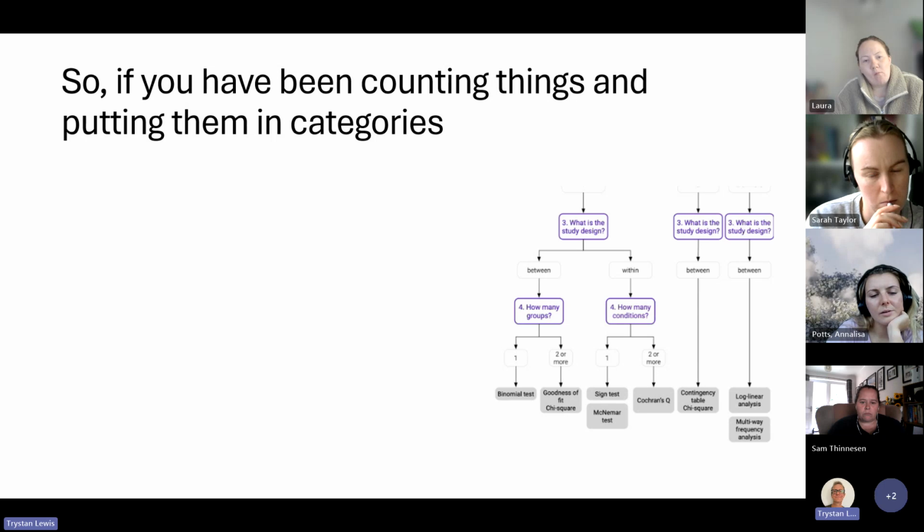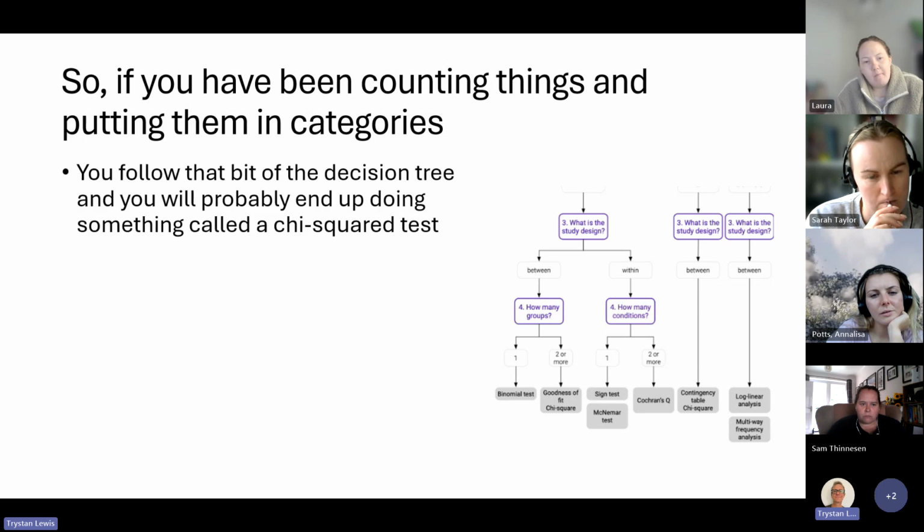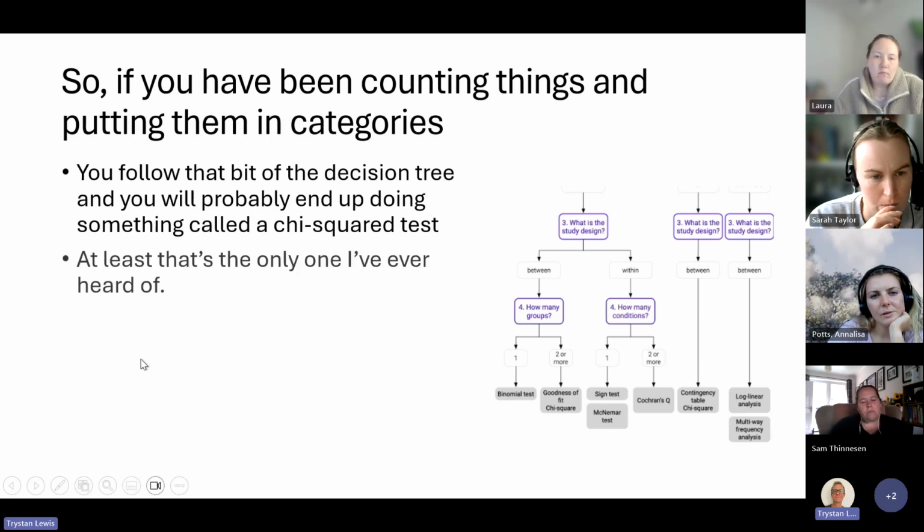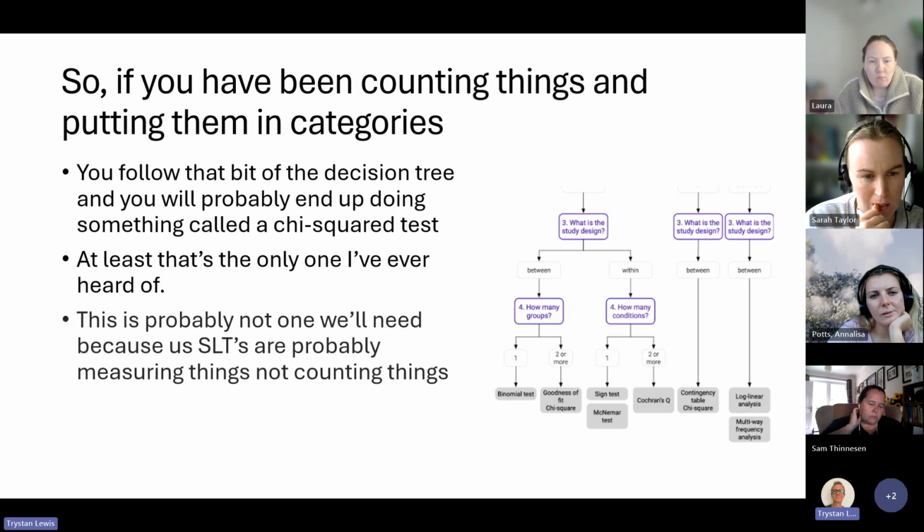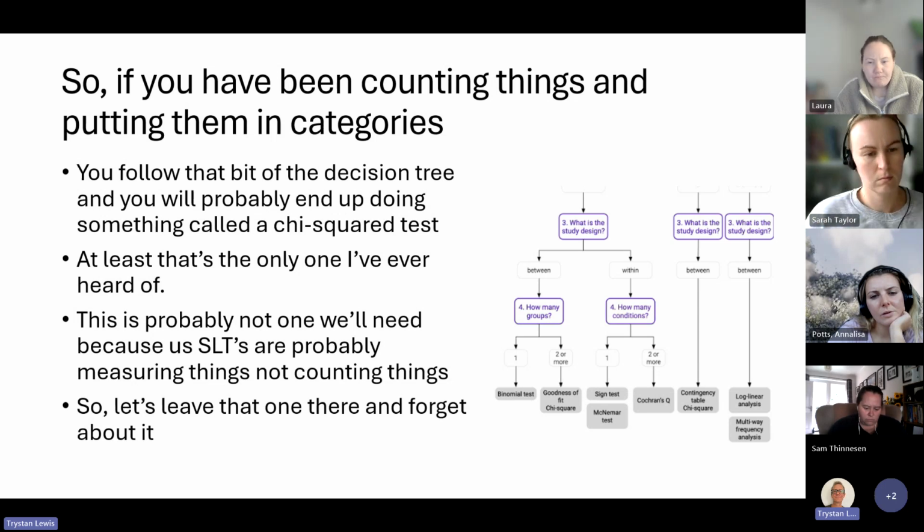So if you've been counting things and putting them in categories, you follow that bit of the decision tree. And there's a bit of a decision tree that goes down here. And usually if you're counting things, I'm not going to go into it, but you usually get to something called the chi-squared test. Now, we haven't done that because I don't think we're going to use it, because I don't think we often count people and put them in categories. So I don't think we have to know about it. And until someone says we do, we can forget about it. But at least you know what nominal data is. So let's forget that one. We're not going to use it because we don't usually count people and put them in categories in our job.